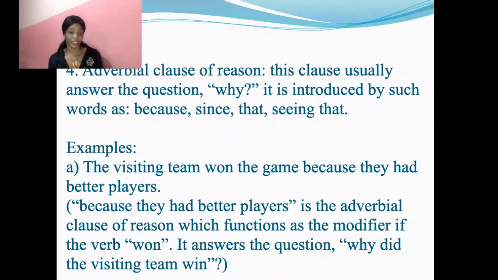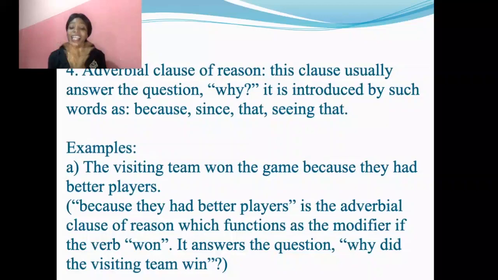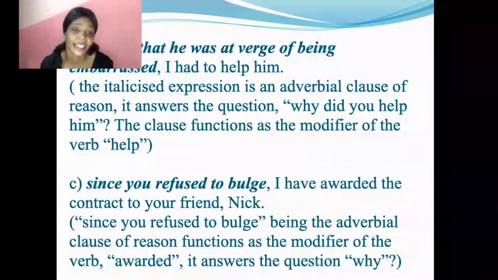Hope we understand it. Because they had better players is the adverbial clause of reason, and it modifies the verb won. It modifies the verb won. Now, let's look at other examples.